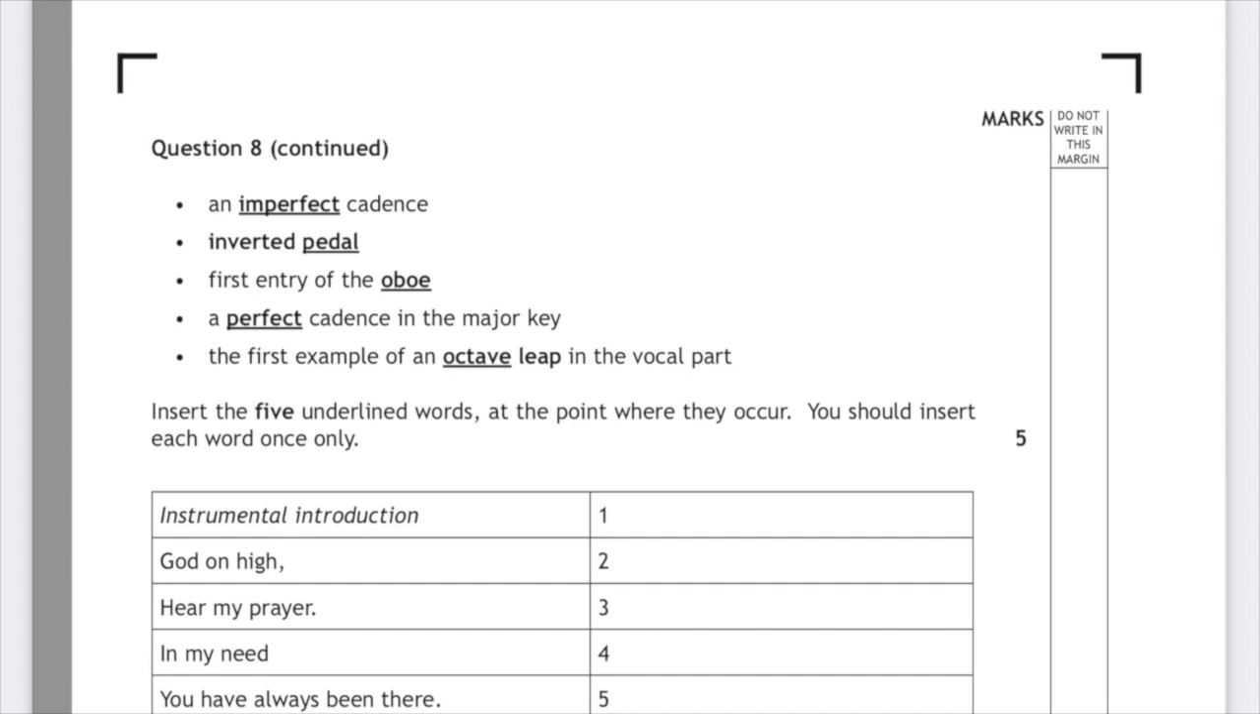I would pay particular attention to if it's asking you the first time that something has happened or if it will accept it any time. For example, in this question, there are 2 imperfect cadences and you will get the mark for finding either of them. The oboe, however, it's clearly asking for the first time that you hear the oboe. So there is only one place that you will get that mark. Again, just like every other question, I would go through and I would make sure that you know exactly what these mean. And if you need to write a definition next to them, please do.